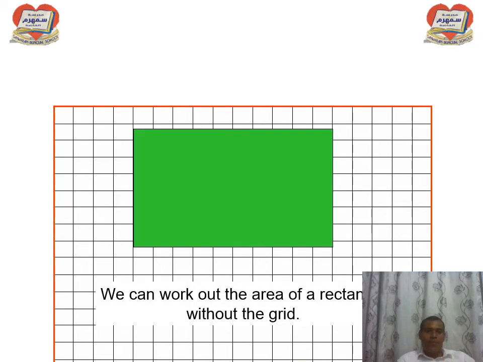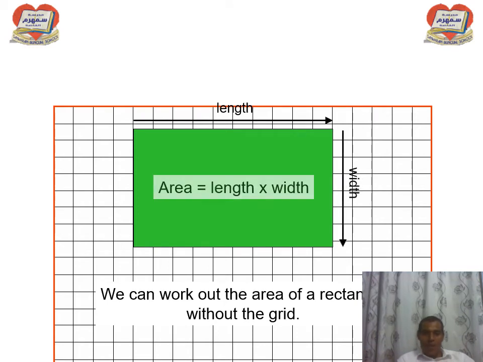Okay. Now the question is that we can work out the area of a rectangle without the grid. So just count the squares that appear in the width, then in the length, then multiply. The area is length multiplied by the width. So this is the length. I will multiply the length by what? By the width. So the formula is area equals length multiplied by the width.